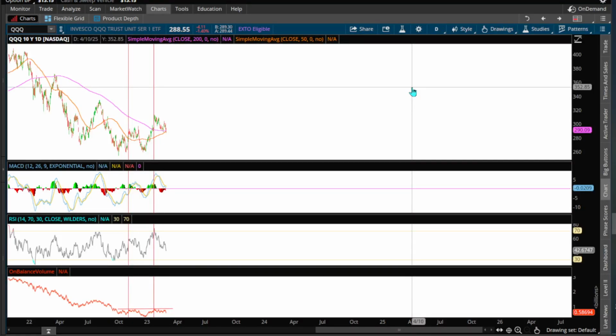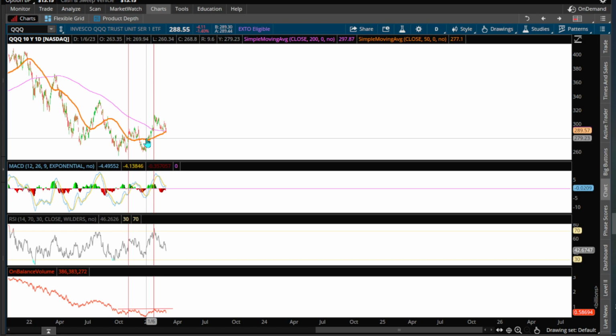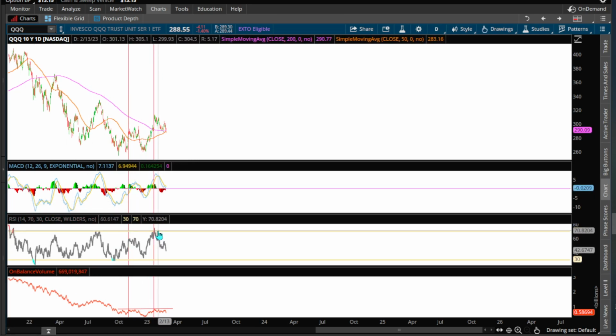Hey everybody, so in this video I just want to talk about a technical setup that I generally like to use. I like to use the 200-day moving average right here. I like to use the 50-day moving average right there. I like to use the MACD indicator. I also like to use the RSI indicator. And most recently, I learned about the on-balance volume indicator.